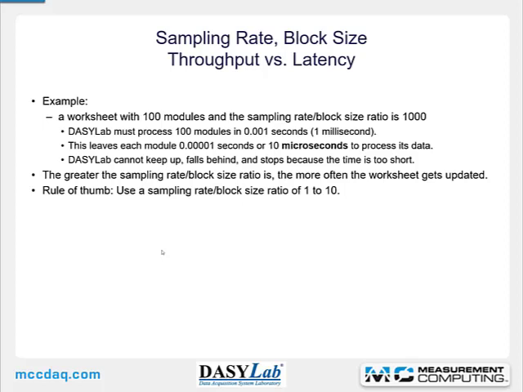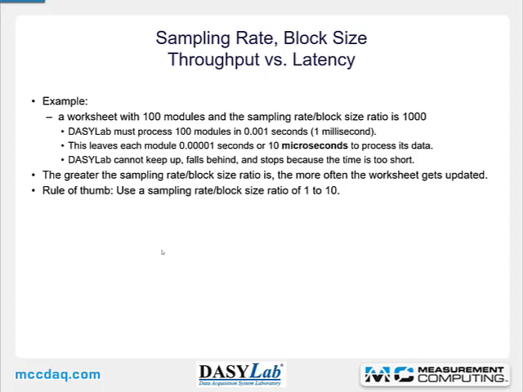The greater the sampling rate block size ratio is, the more often the worksheet gets updated. So if you've got this sampling rate block size ratio, your worksheet will get updated 1,000 times a second. That starts to be bad.